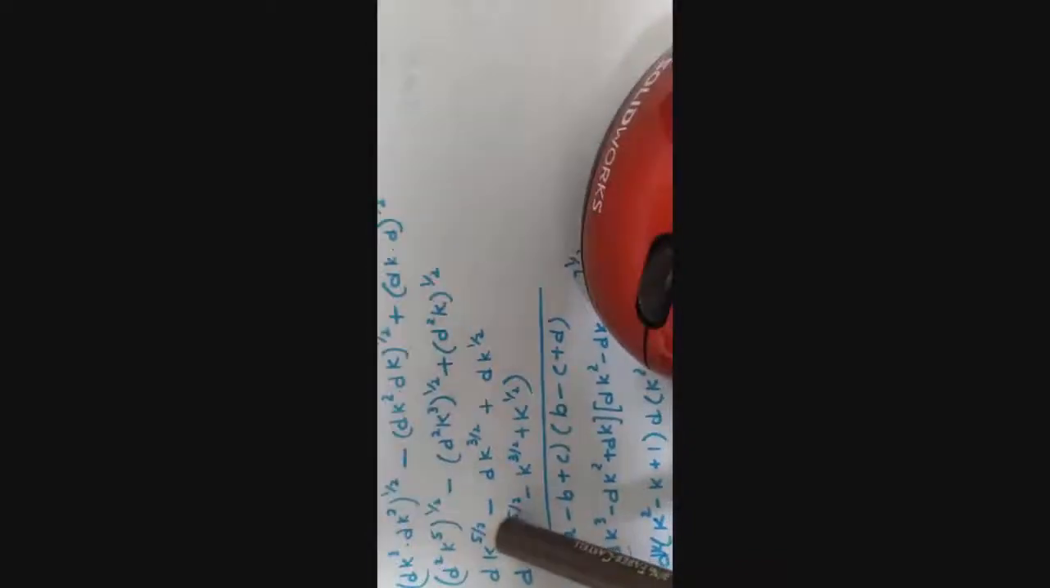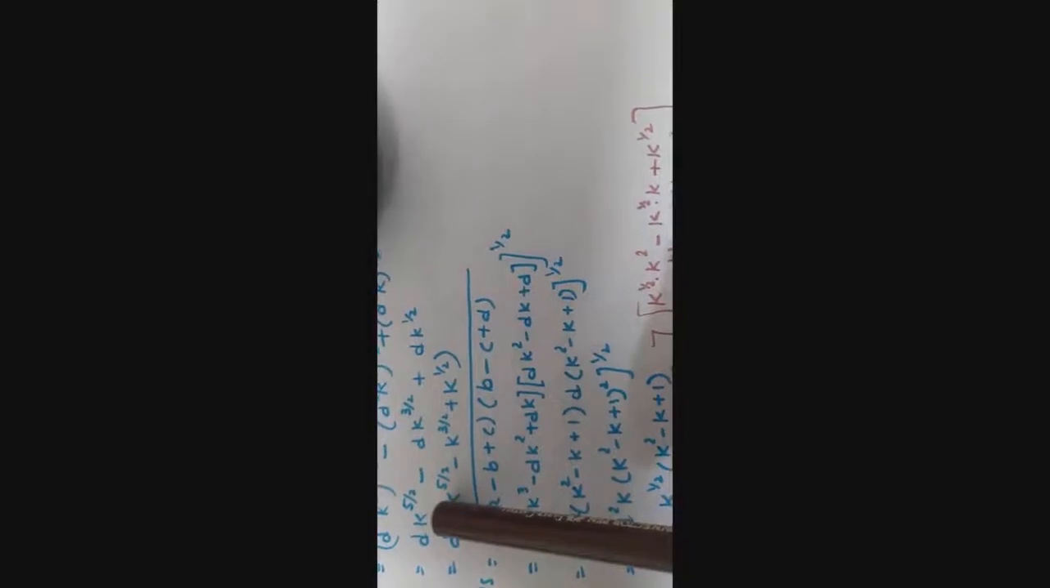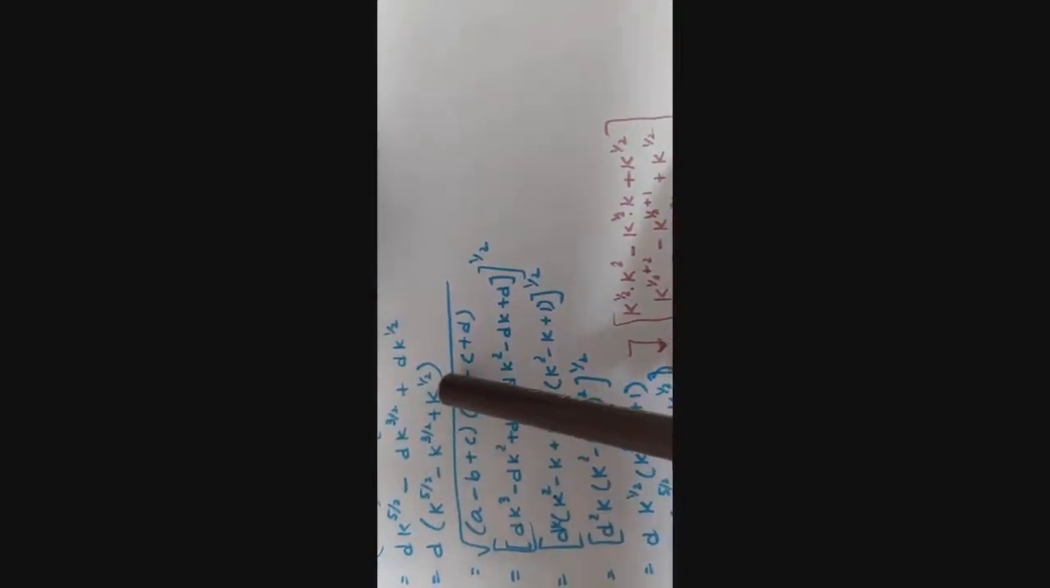Here you see 1 by 2 power is there, so d square and 1 by 2 is cancelled here, and k^5 by 2. Here also on the d square, square and 1 by 2 cancel, k 3 by 2 and k 1 by 2. Now here whatever we left with, in 3 of them D is common, so I take D common and rest of all kept in bracket.